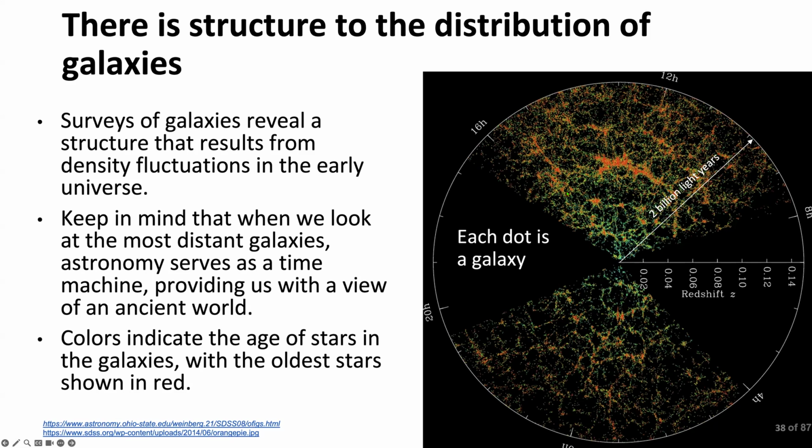But it shows us the gravitational dynamics that cause these clusters of galaxies to form, and we get these things that are called walls. And the color is indicative too: the redder the dot, the older the stars in the galaxy.